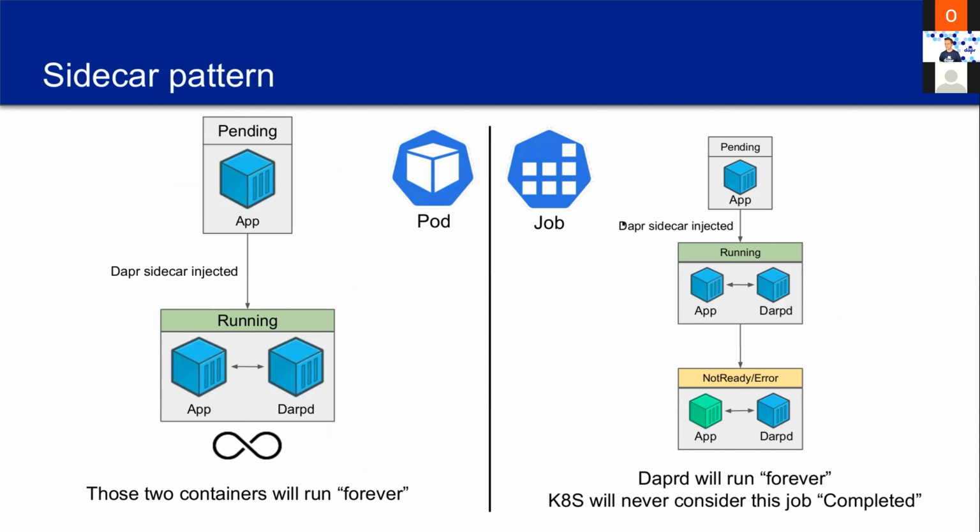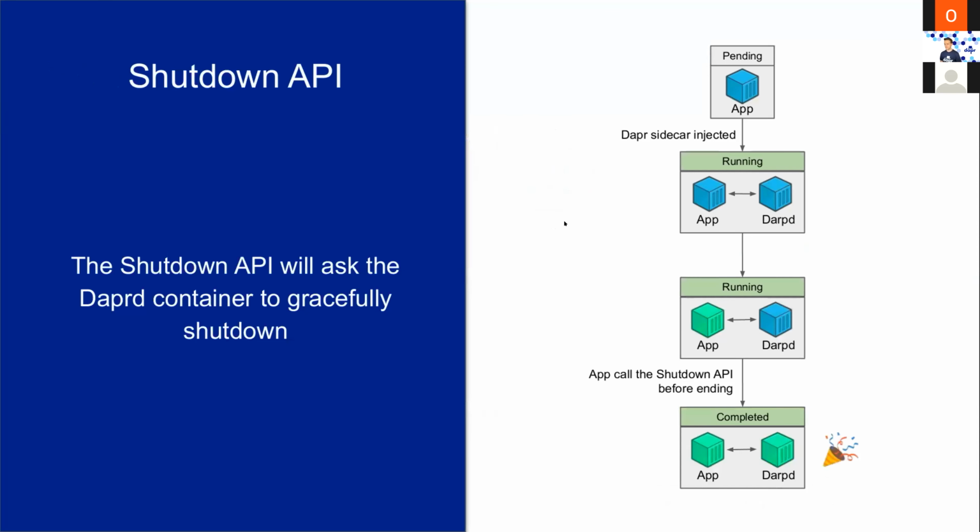So the sidecar will be injected at creation, and your job will have a Dapr container. But when your job is finished, Dapr will run forever, and Kubernetes will never know when the job is ready, and you will have some weird state, a not ready error, depending on the health probe, etc. So one of the solutions is to implement a Shutdown API, which is really simple.